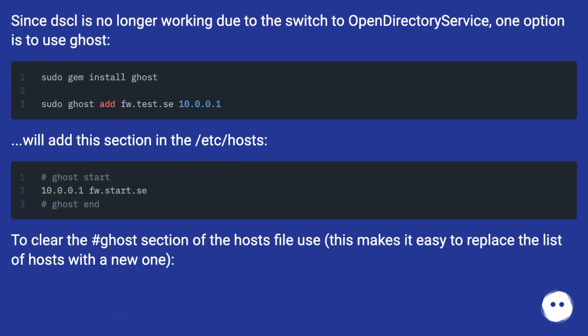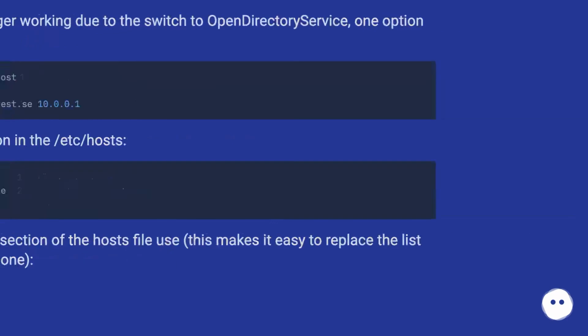Since dscl is no longer working due to the switch to the Open Directory service, one option is to use Ghost. We'll add this section in the /etc/hosts. To clear the #ghost section of the hosts file use this, which makes it easy to replace the list of hosts with a new one. You can find more information about Ghost at this URL.